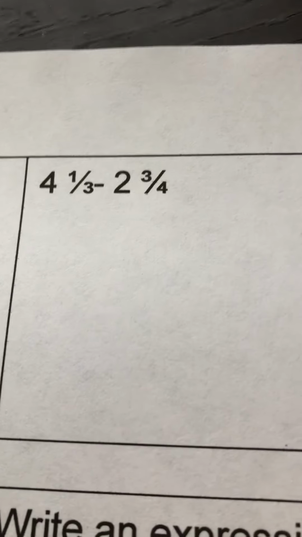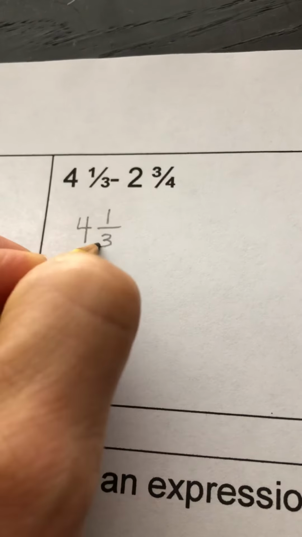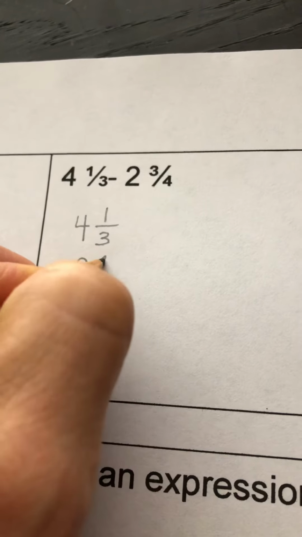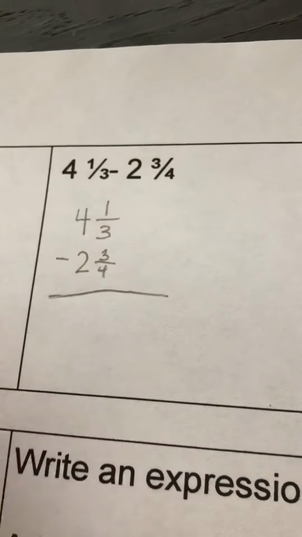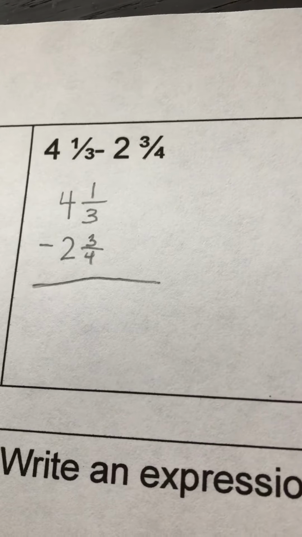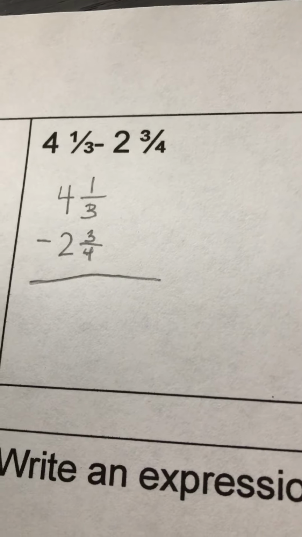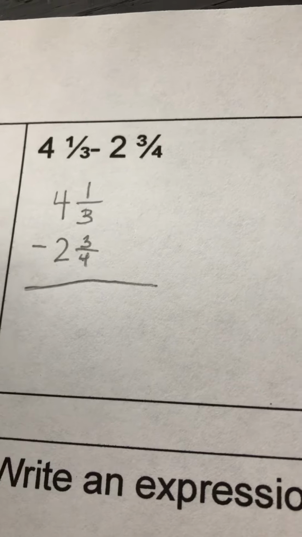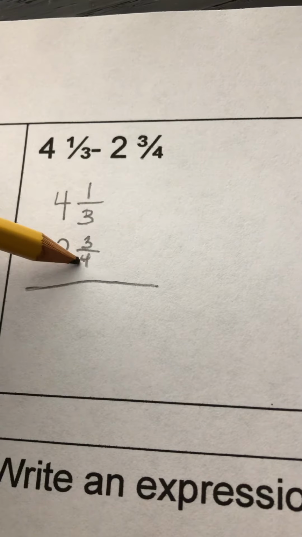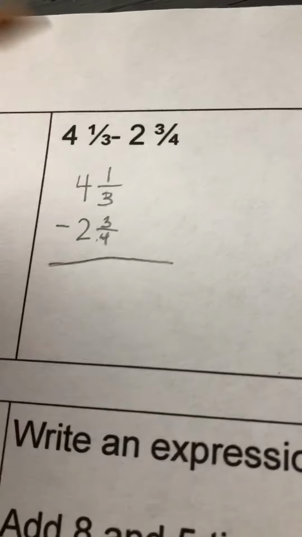4 1/3 take away 2 3/4. Okay, step number one, I like to set my problems up and down. You can do it across if you want. Step number one, do they have the same denominator? Well, this is a 3 and this is a 4, so no, they don't. Step number two, can I do little chases the big? Can 3 times anything equal 4? No. So I'm going to marry them.